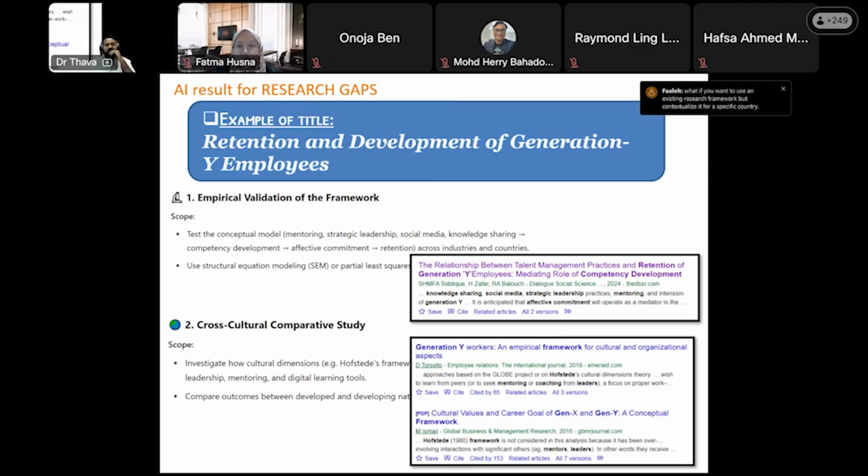What if you want to apply your existing research framework to a specific country context? You can, provided you don't use the exact framework. There must be modification and innovation done on the framework, not just copy and paste. It doesn't work that way. So why do I show this? Don't use AI wrongly.